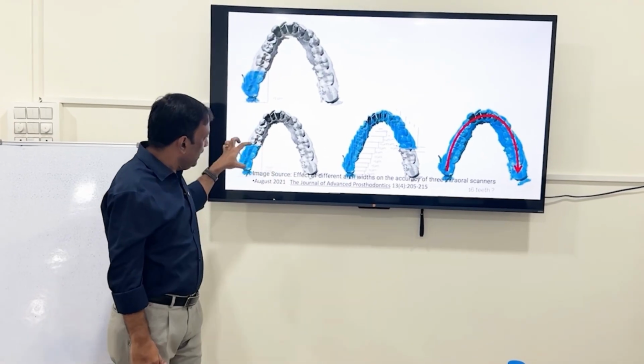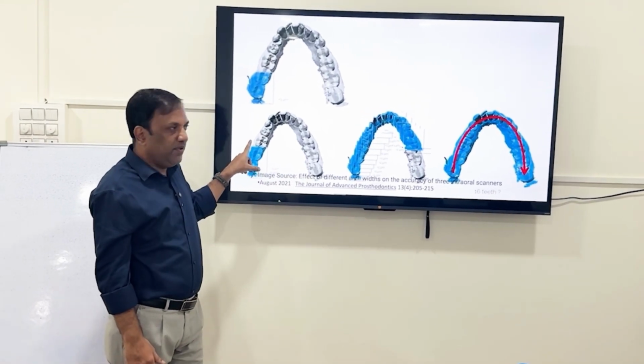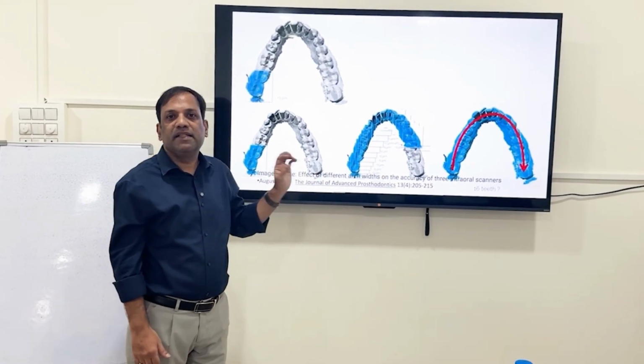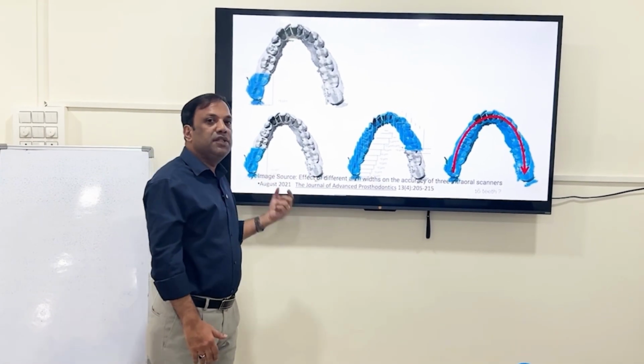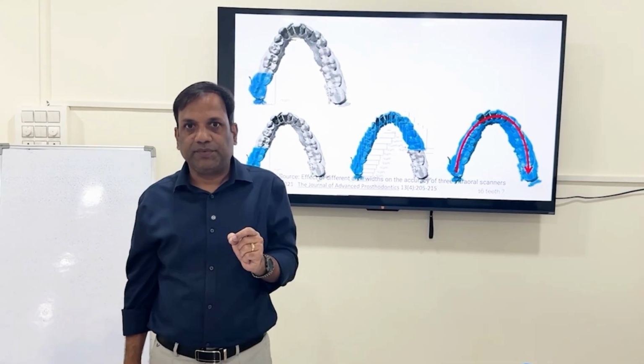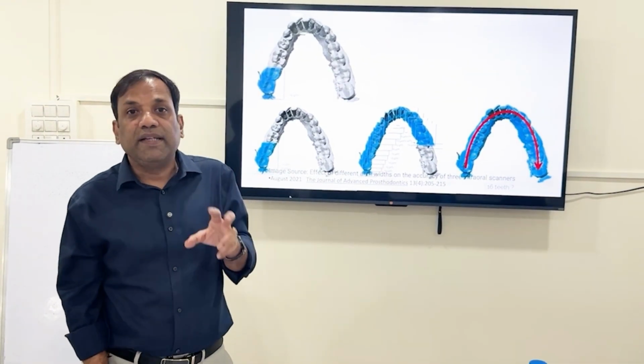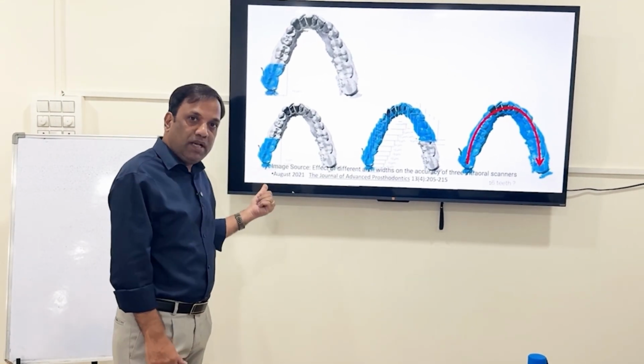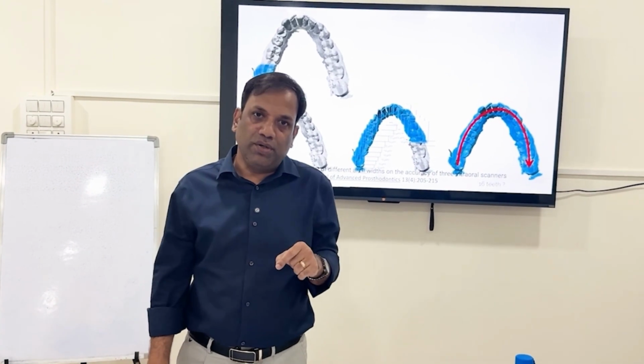So this is capturing this data very nicely. But when I'm trying to relate this data with this data, then there is a problem. That deviation is called mean arch deviation. Okay. Now, why is this significant? This is significant in full mouth implants and orthodontics.